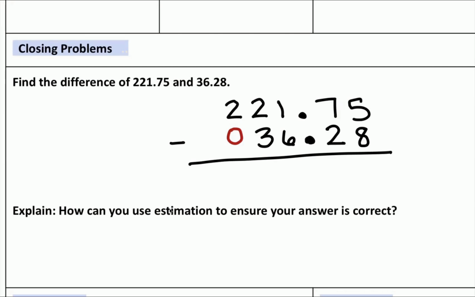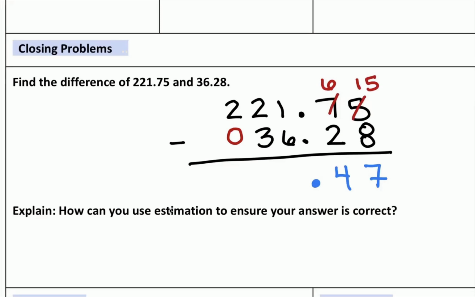Our next step is we can't do 5 minus 8. We have to borrow from the 7, make it a 6. And once we borrowed from the number next to us, we get to add 10. So our 5 becomes a 15. Now we can do 15 minus 8 is 7, 6 minus 2 is 4. Bring down our decimal. Make sure you have this part so far.